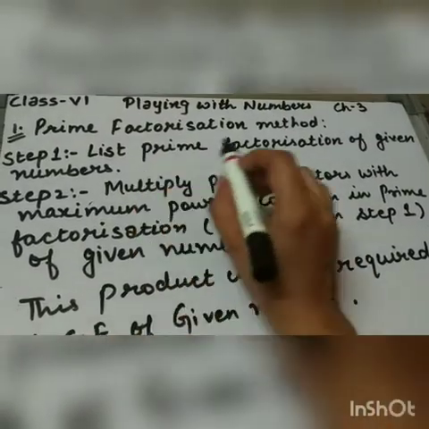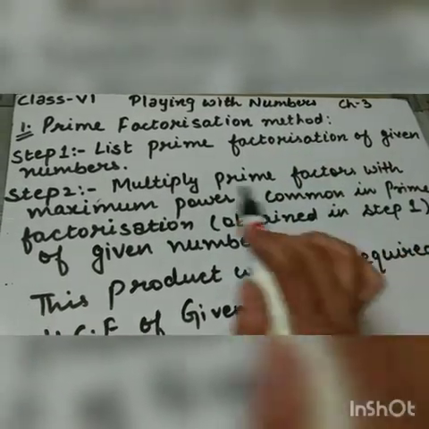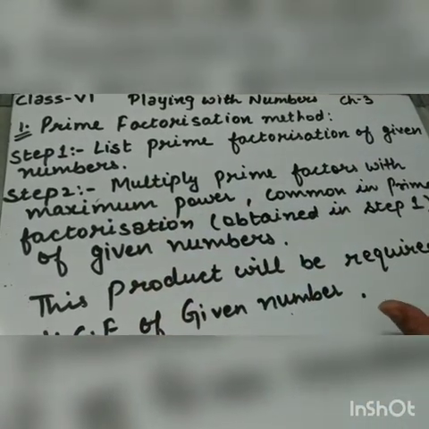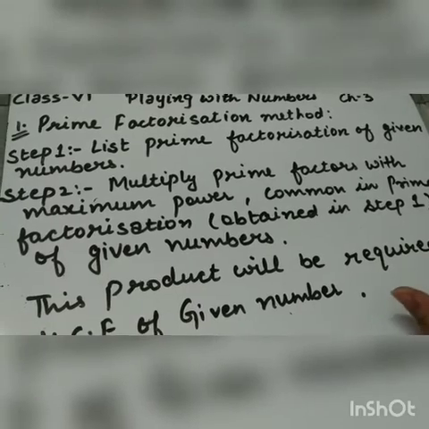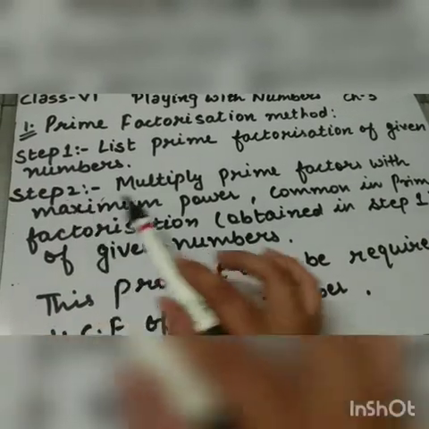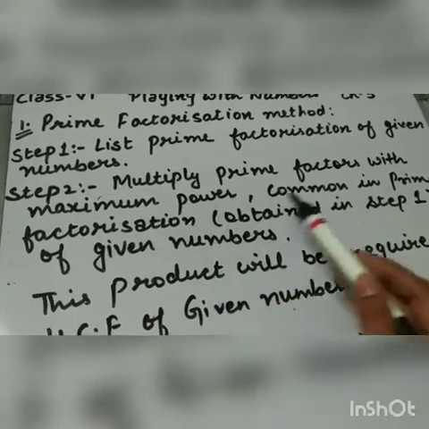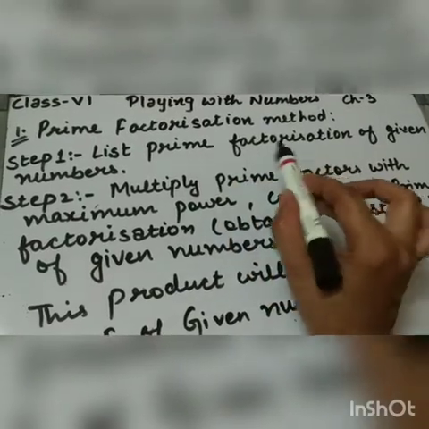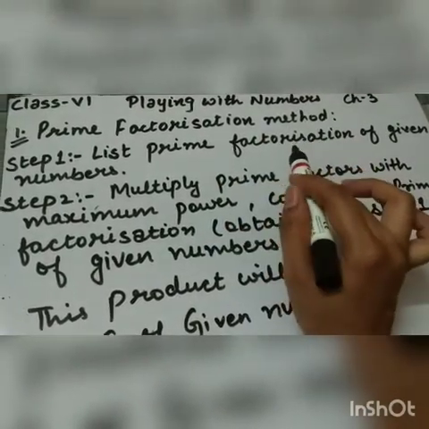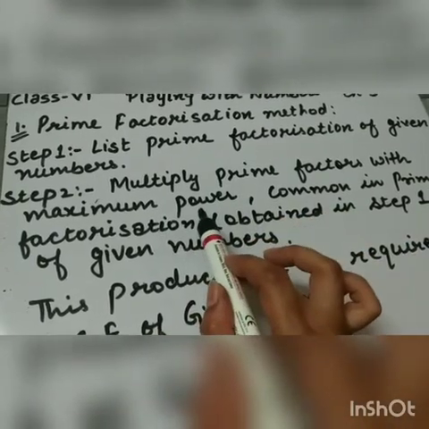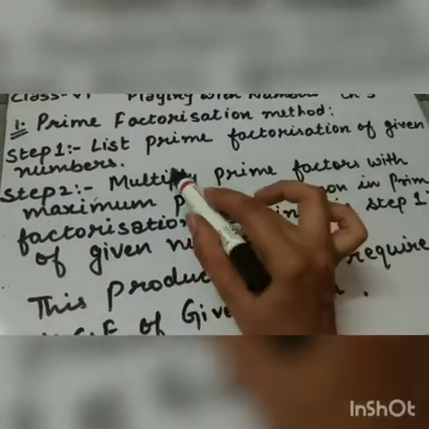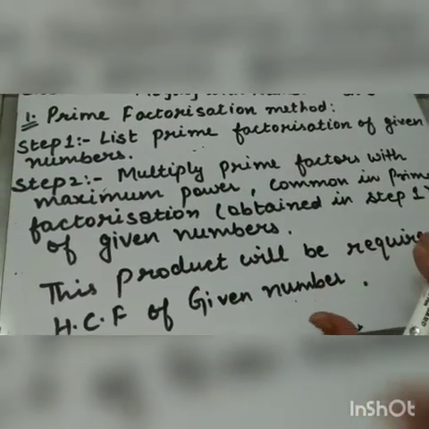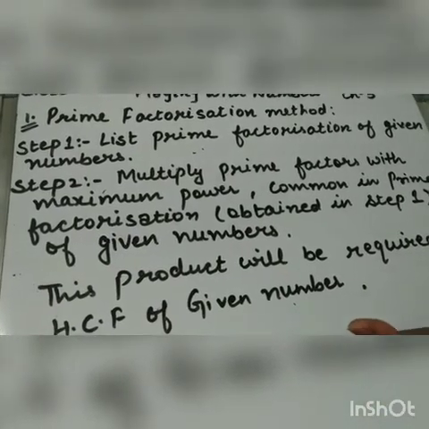The first method is prime factorization method. In prime factorization, step first is to list the prime factorization of the given numbers. If you have two numbers, first of all you will find the prime factorization of these two numbers. In step second, multiply the prime factors with maximum power common in the prime factorization of the given numbers. You find the prime factorization of the numbers in the first step. After that you multiply the prime factors with maximum power that are common in the prime factorization obtained in the first step. The product obtained will be the required HCF. I will explain with an example.